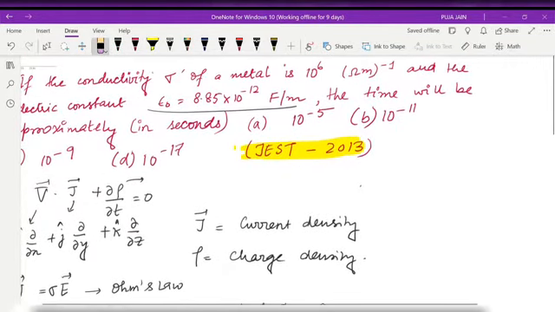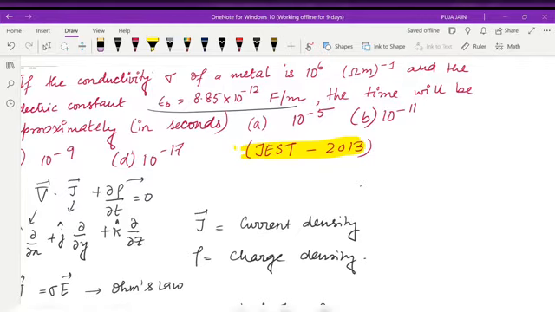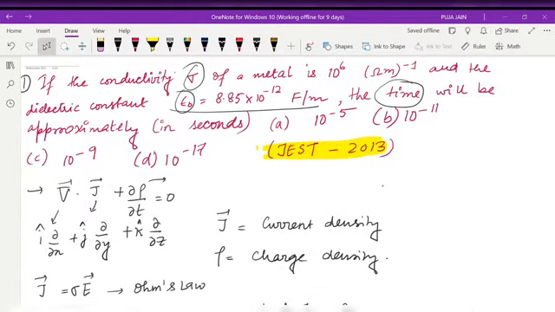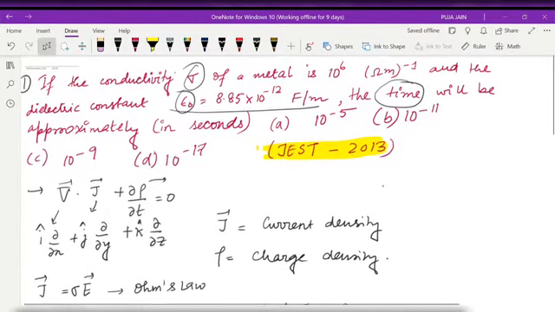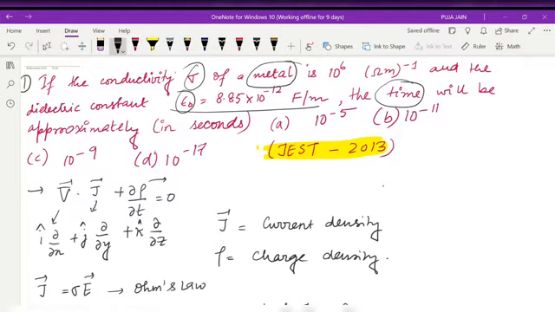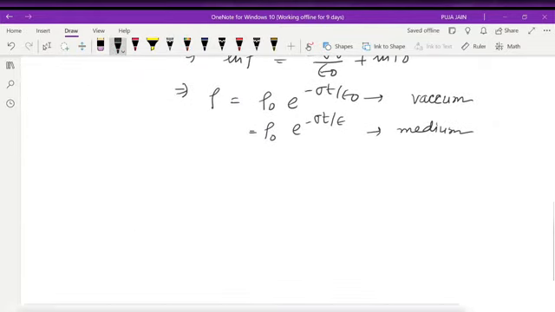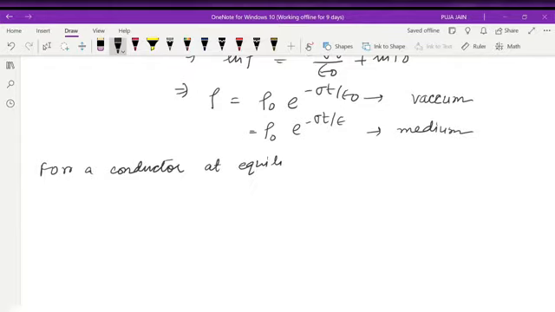Value of sigma, the conductivity, is given, and the value of epsilon naught is given. We need to find the value of time. Since it is given for a metal, and we know a metal is a conductor, and for a conductor at equilibrium there is no charge inside, right? There is no charge inside.